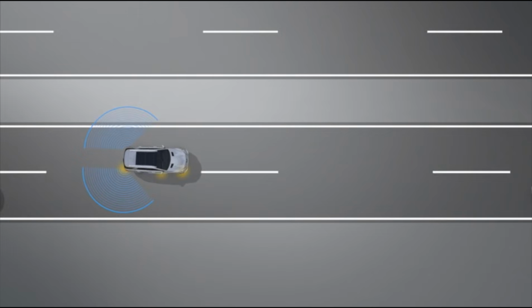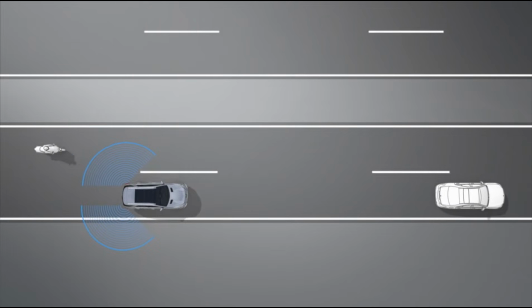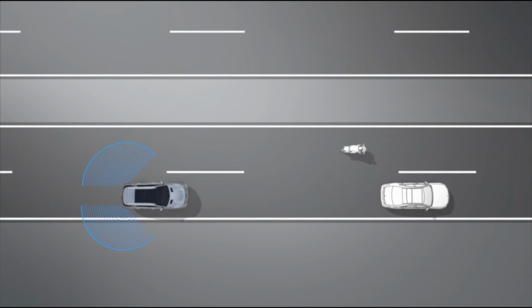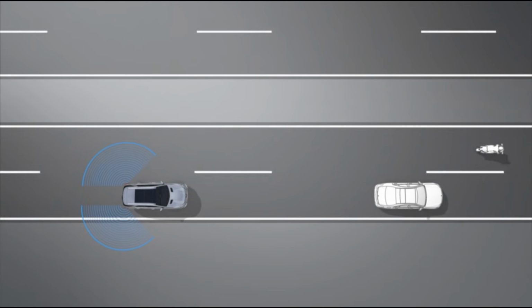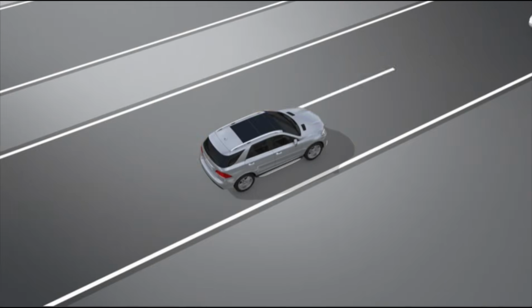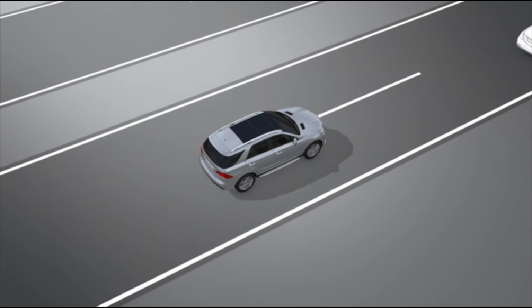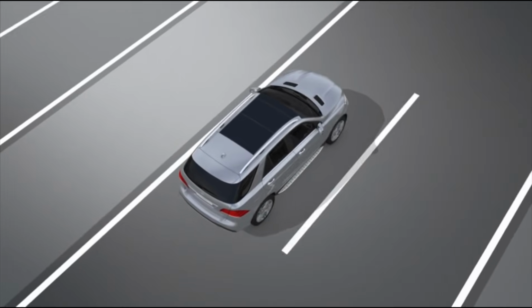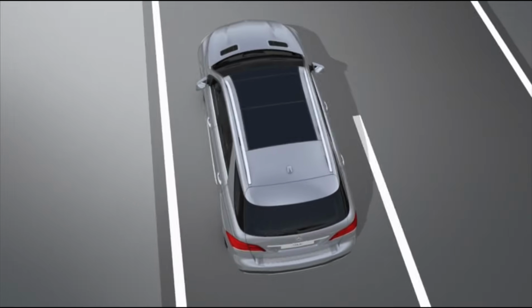Narrow vehicles such as motorcycles may not be detected or may only be detected too late. Dirty sensors may also lead to vehicles not being correctly recognized. Active Blind Spot Assist is only an aid and is not a substitute for attentive driving. Therefore, always pay attention to traffic conditions and your surroundings.